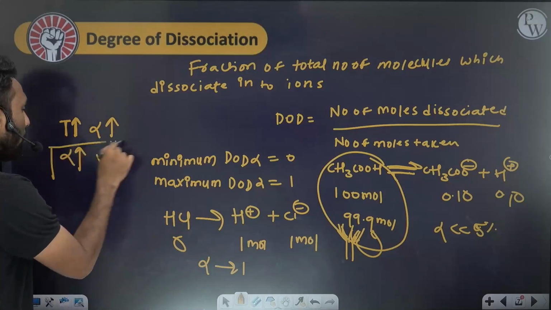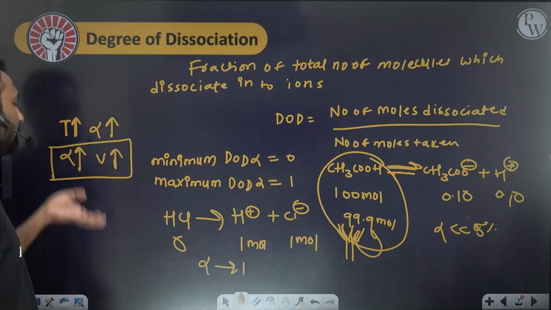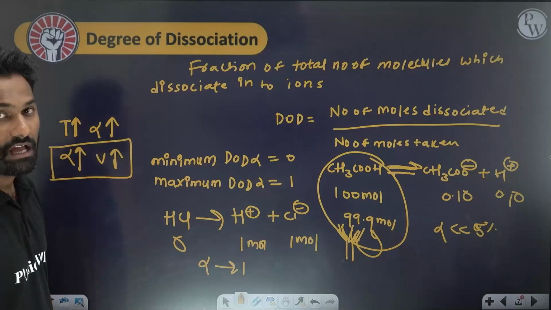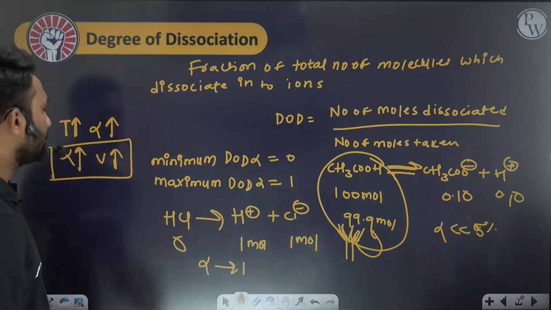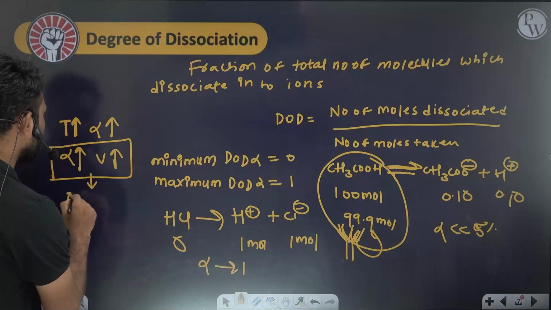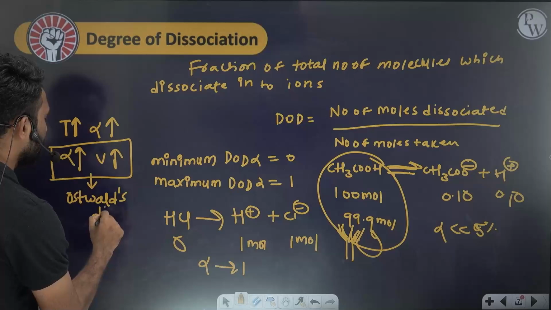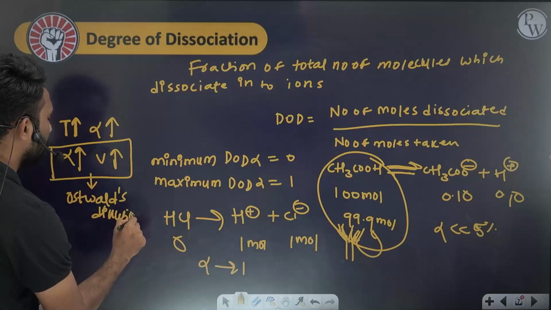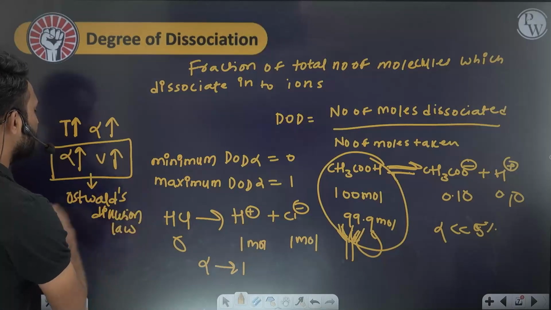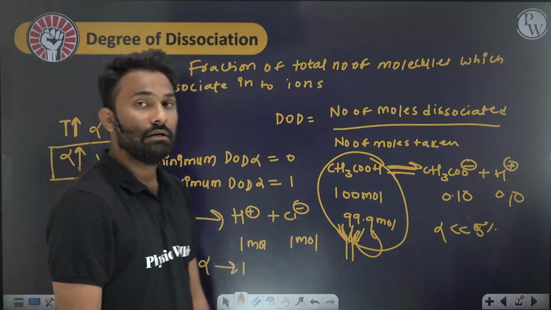Now how the alpha is increasing, if the degree of dissociation increases, how the volume is increasing. This was explained on the basis of Ostwald's dilution law.